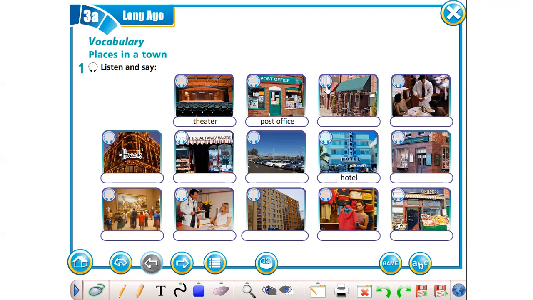Cafe. I always confuse cafe and restaurant because they are similar in the picture. Okay. What is the name of this one? Department store. This one? Bakery. Very good. This one? Parking lot. Excellent. This one?